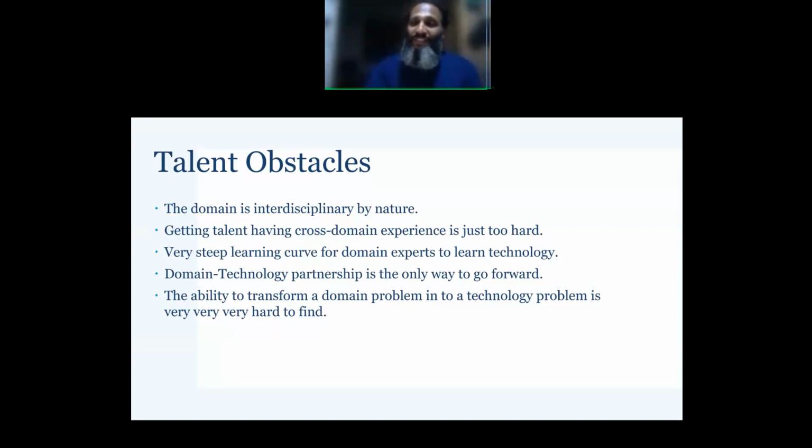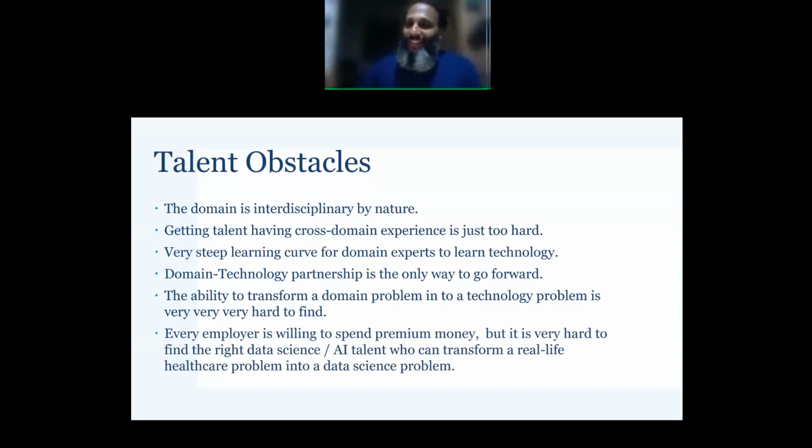And the thing is, the ability to transform a real life problem into a technology problem is something which is missing everywhere. We have seen people with 5 years, 10 years experience, but they don't know how to translate a real life problem into a technology problem. In today's world, I think 99% of the so-called data scientists do not know how to translate a real life problem into a data science problem. They don't know. If you give them organized data, if you give them structured data, then they will do something.